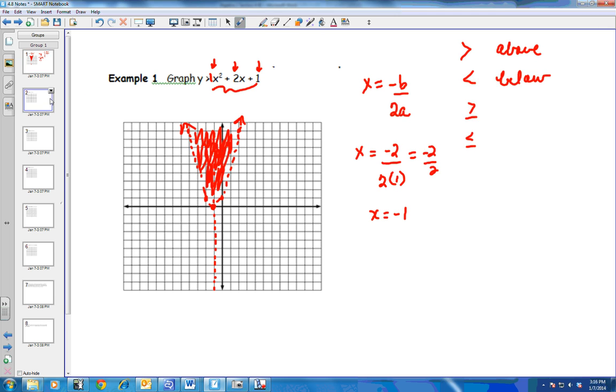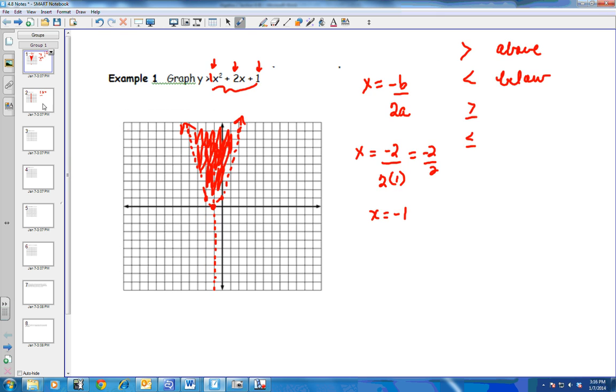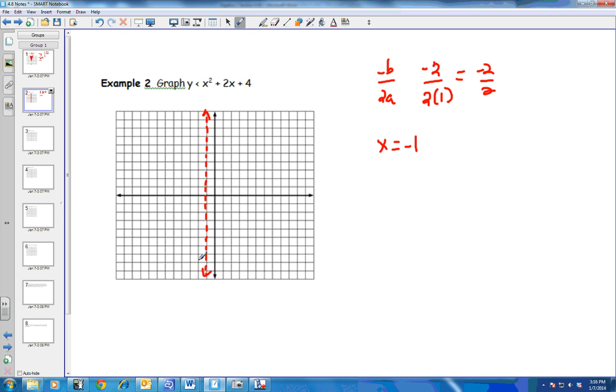Okay, so let's do another one, example 2. First, let's find negative b over 2a, because that will give us our axis of symmetry and the x coordinate of our vertex. So that's going to be negative 2 over 2 times 1 again, negative 2 over 2. So x equals negative 1 is our axis of symmetry. Is that the exact same one we did before? No. Okay, so there's my axis of symmetry.